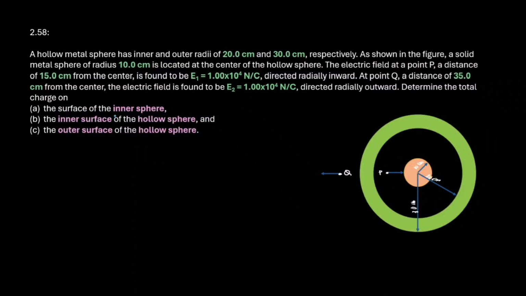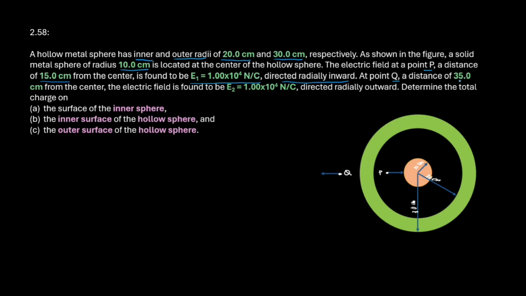Question 2.58. A hollow metal sphere has inner and outer radii of 20 cm and 30 cm respectively. A solid metal sphere of radius 10 cm is located at the center of the hollow sphere. The electric field at point P, at a distance of 15 cm from the center, is found to be E1 equals 1 times 10 to the power 4 Newton per coulomb, directed radially inward.